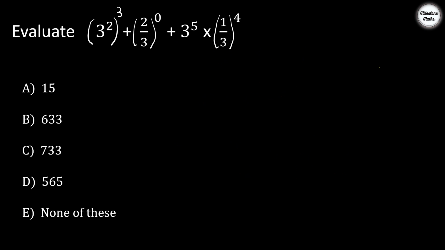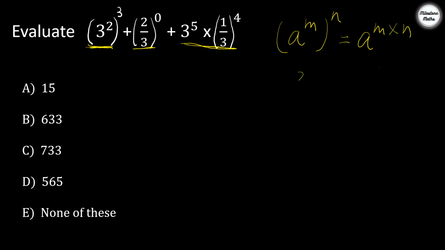Again you can pause the video and try to find the answer. Now let's see. Here we have a third term. This is the first term, because plus and minus symbols mean separate terms. Here it is multiply, so this is one term, right? By seeing the first term, 3 raised to power 2 whole raised to power 3, you will immediately recall a law we have done: a raised to power m whole raised to power n is a raised to power m into n. So the same you can apply here.